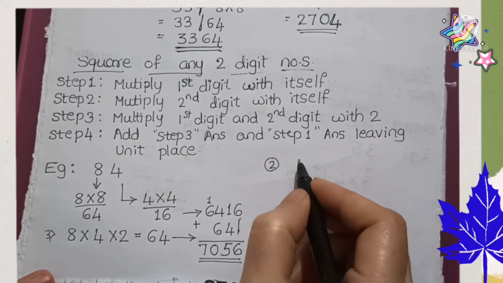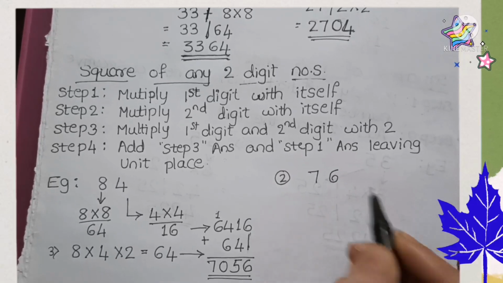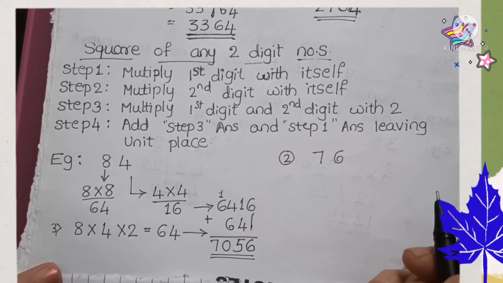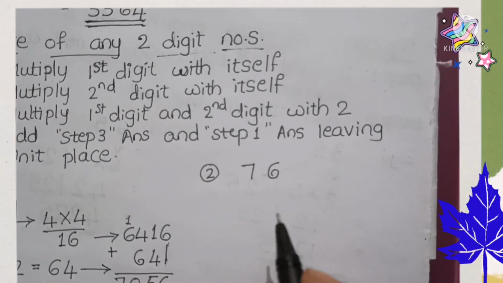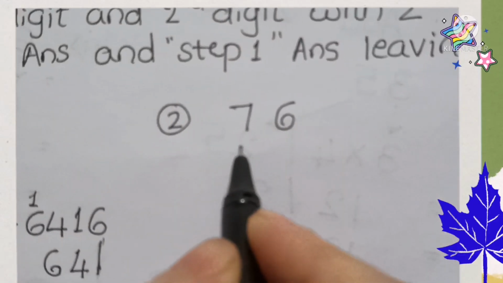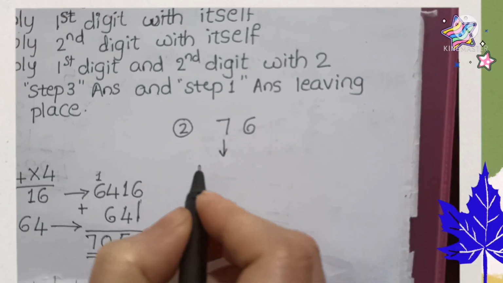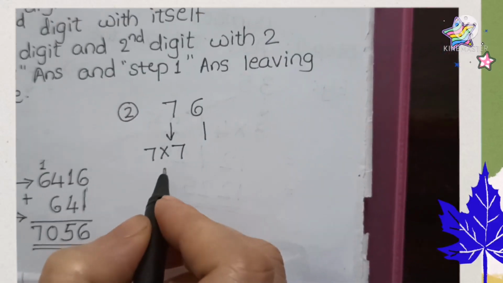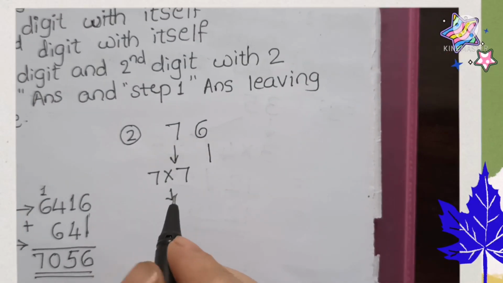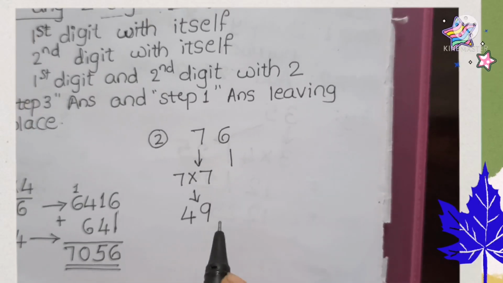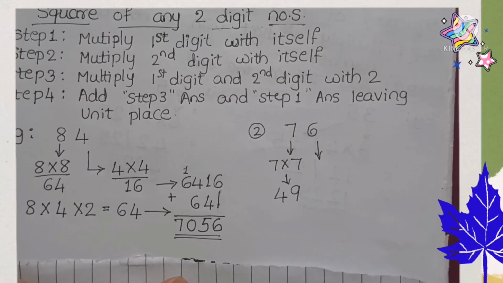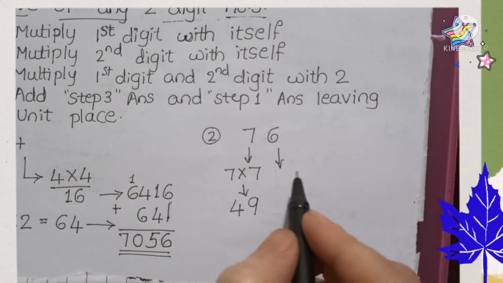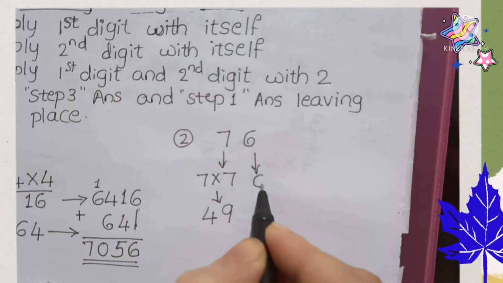Let's take one more example. So our next example is 76. We have to find the square of 76. In the first step we have to multiply or find the square of the first digit of the number. 7 square is 49, as we all know this, and square of 6 is 36. So we will write 49 and 36 in common, like 4936.